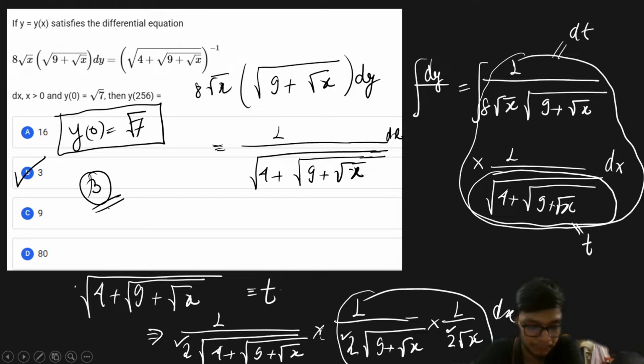Is this part clear to all of you? Is this part clear? Right? Is this clear to all of you?